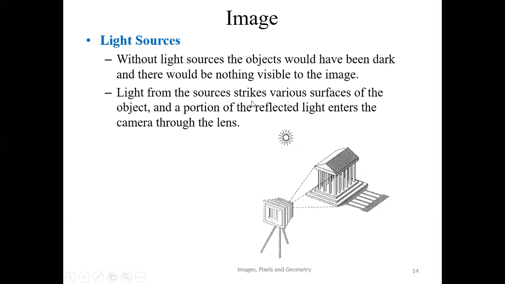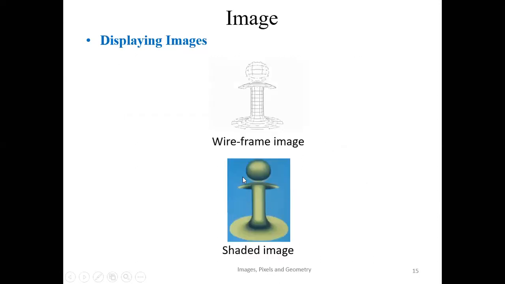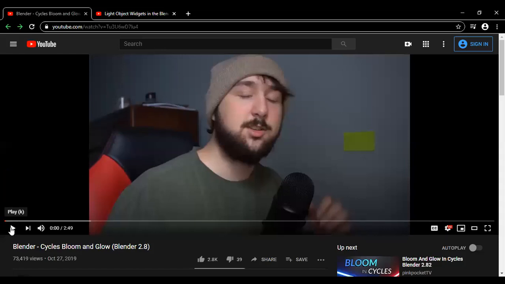So light from the sources strikes various surfaces of the object, and a portion of the reflected light enters the camera through the lens. Basically the light will reflect here, and go here, it will reflect, and this light will come to the camera or our eye. So here, let's go to the video. Here is the first sample video, let's watch it.